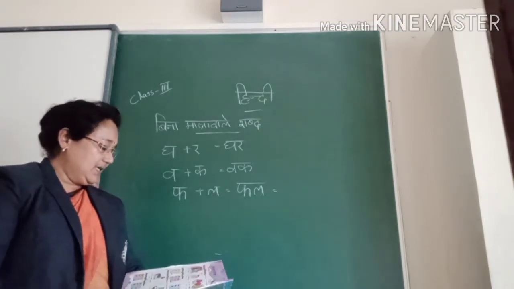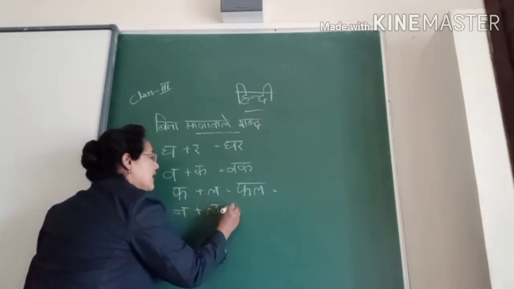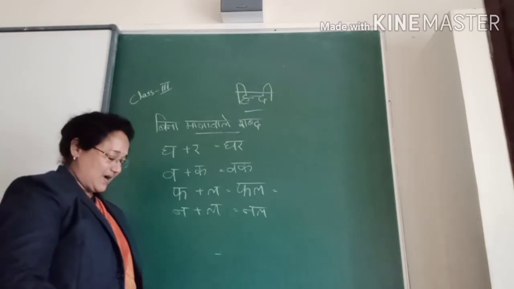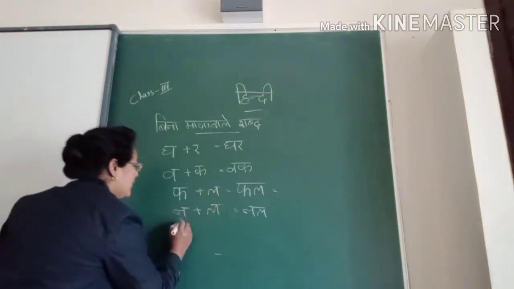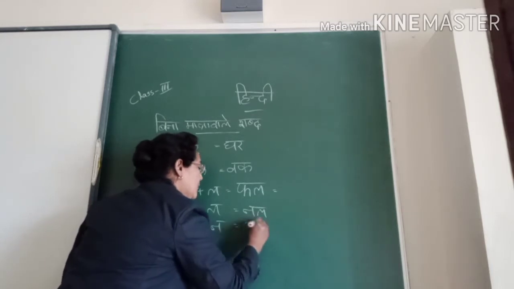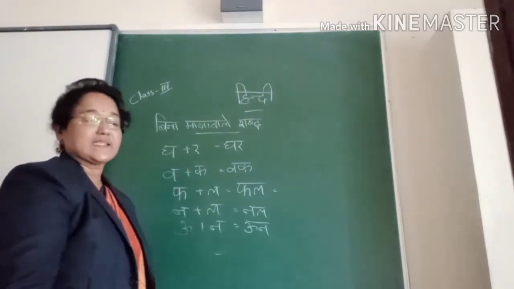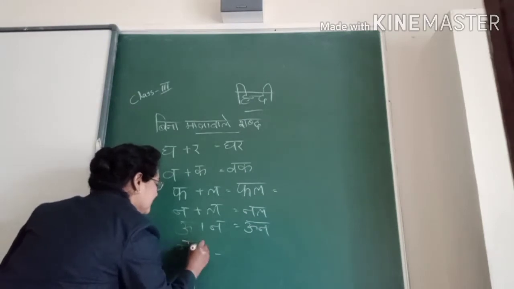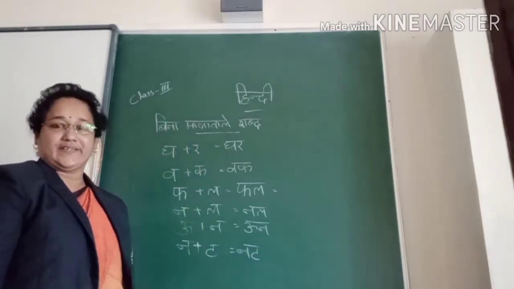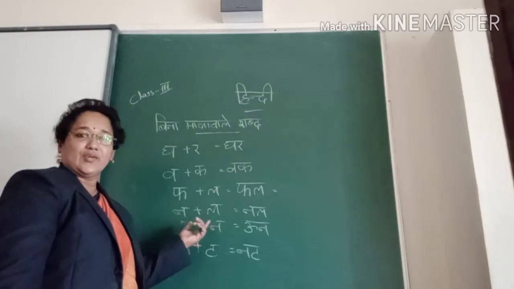Next, so many words they have given in the reader, in the column. Na plus la, nal. Nal meaning is tap. And the next one, oo plus na, oon. Oon meaning is wool, woolen thread. Okay. Next word they have given, na plus ta, nat. It is the word nut. Very easy, no? So from the Varnamala, any two letters you can join and make a word.